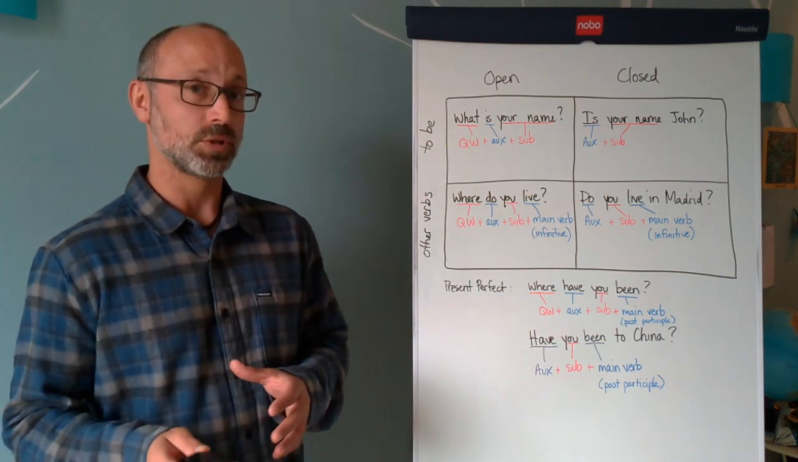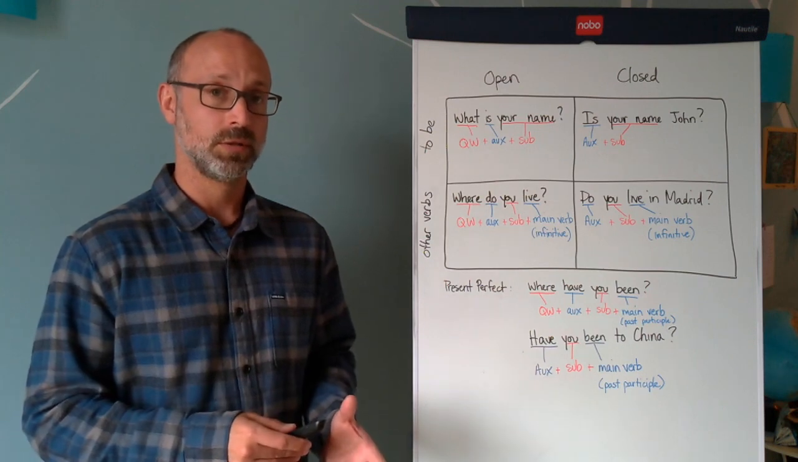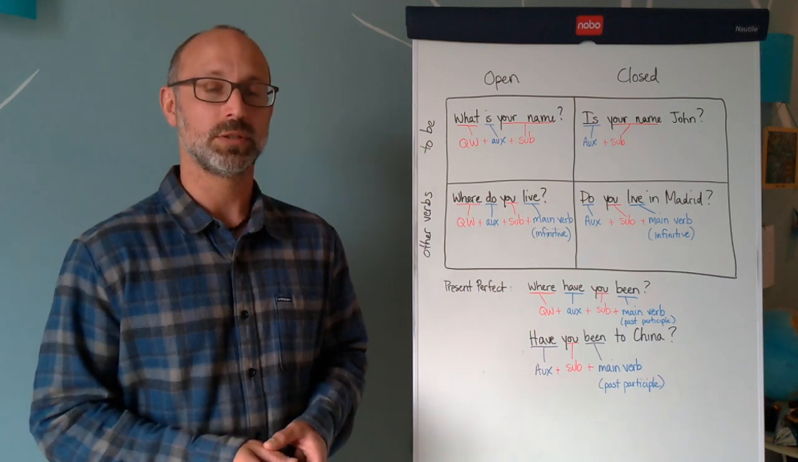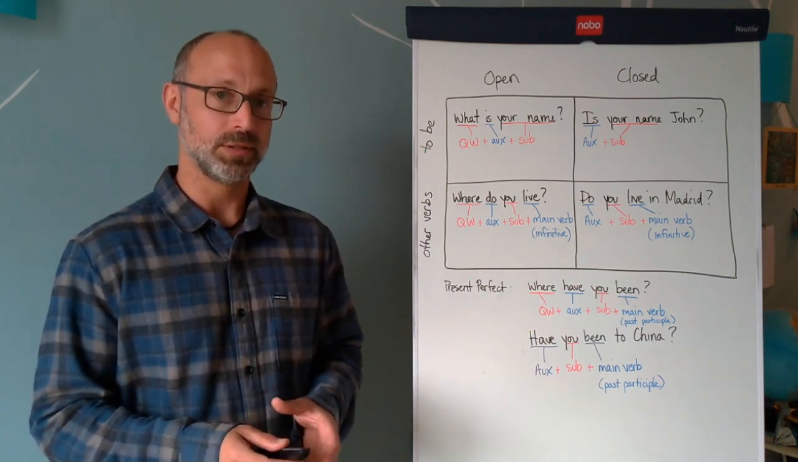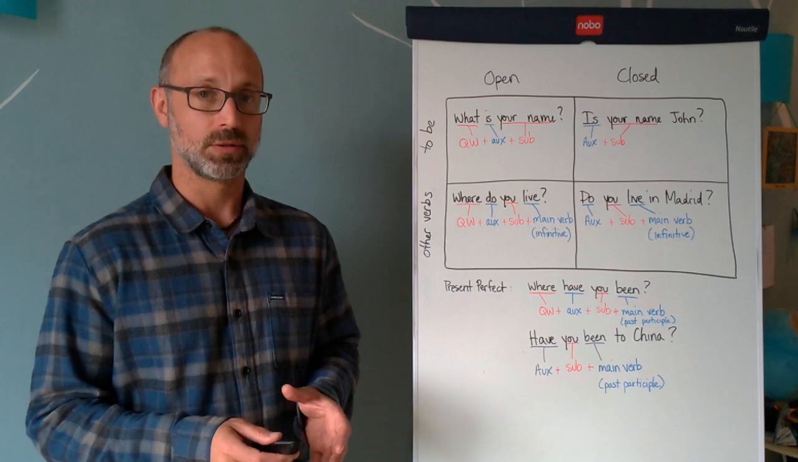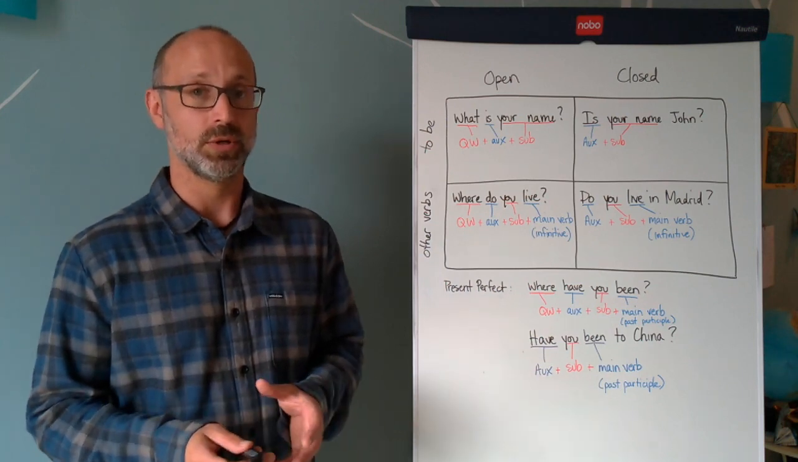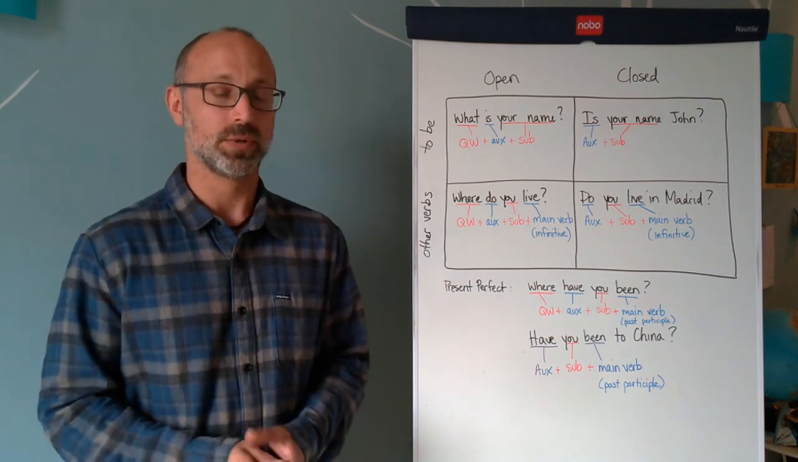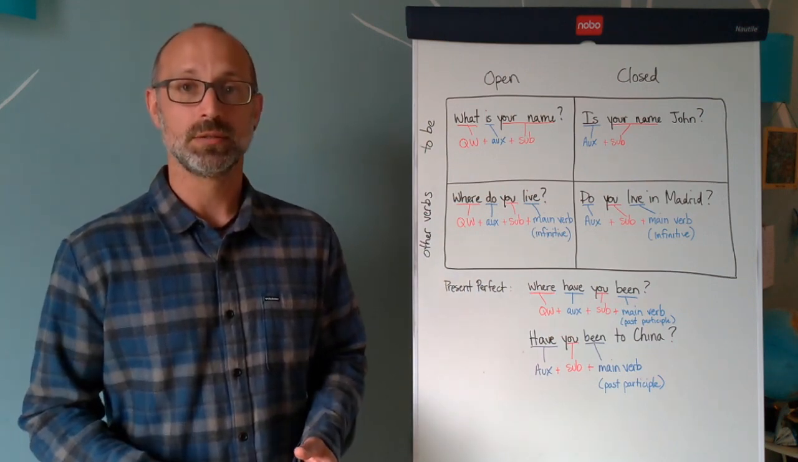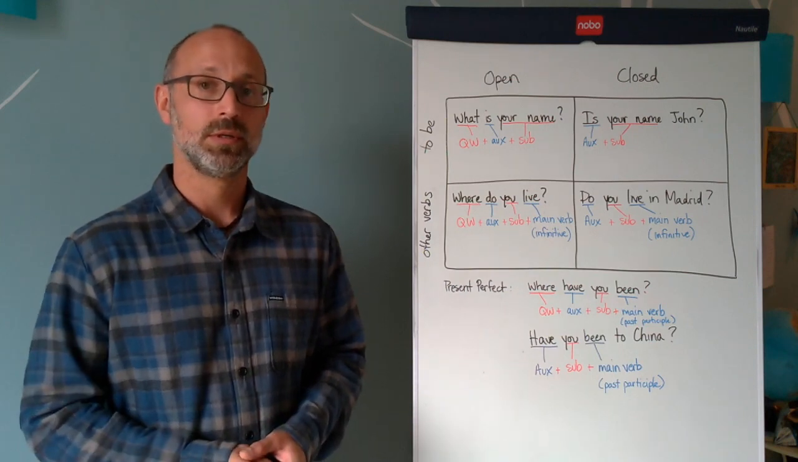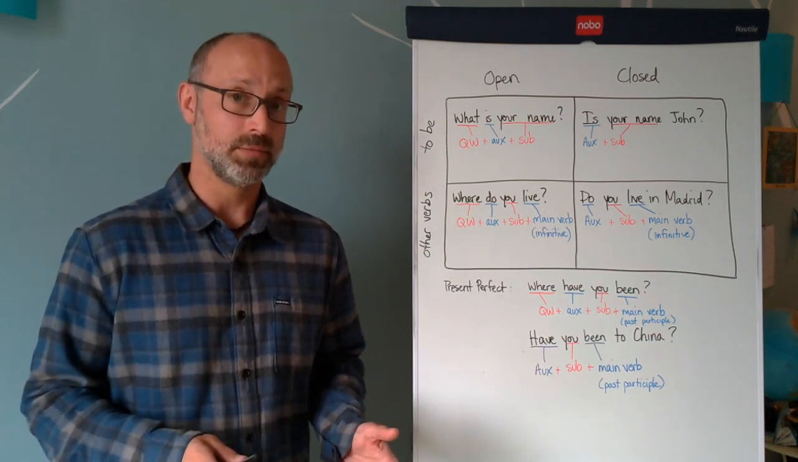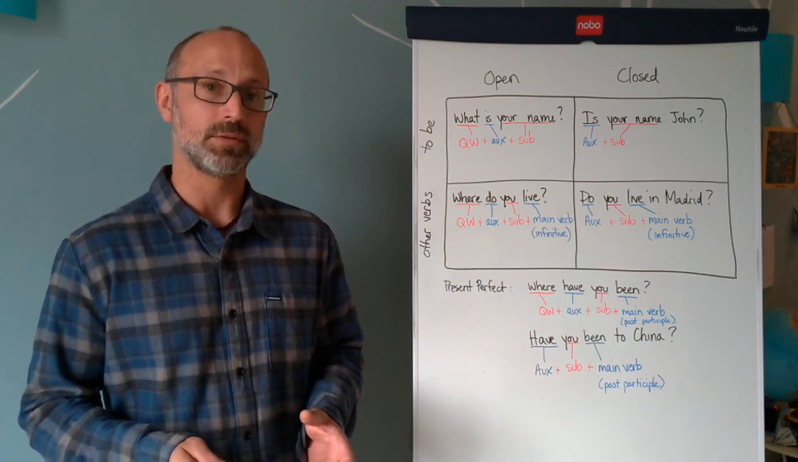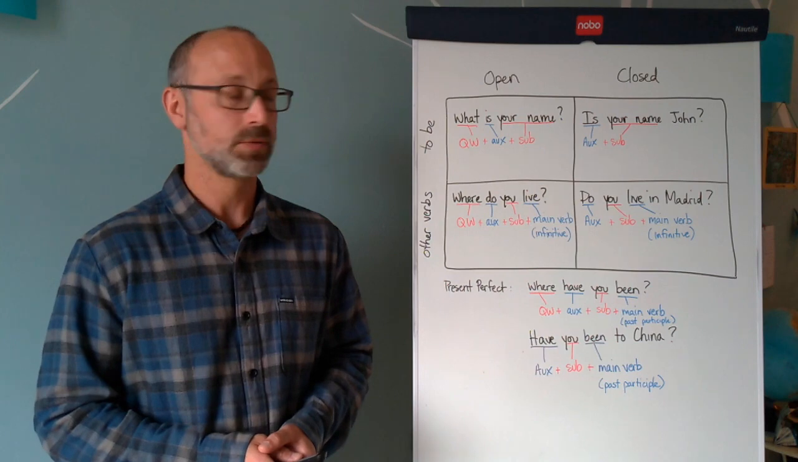So what's the difference between an open and a closed question? If an open question is a question that has millions of possible answers, then a closed question is a question that's limited to just 2 answers. Essentially, yes or no. So, is your name John? Yes, it is. Or, no, it isn't. Do you like pizza? Yes, I do. No, I don't. Are you hungry? Yes, I am. No, I'm not. So closed questions are questions that have essentially 2 possible answers.